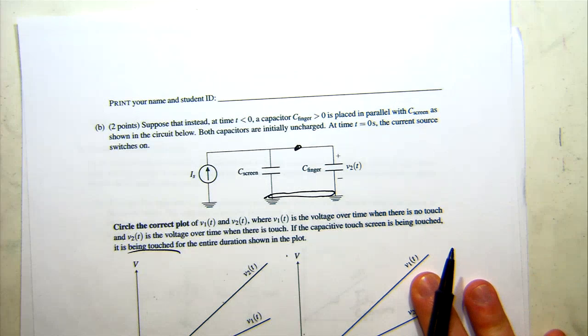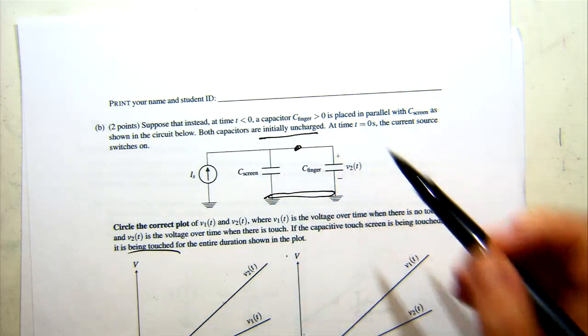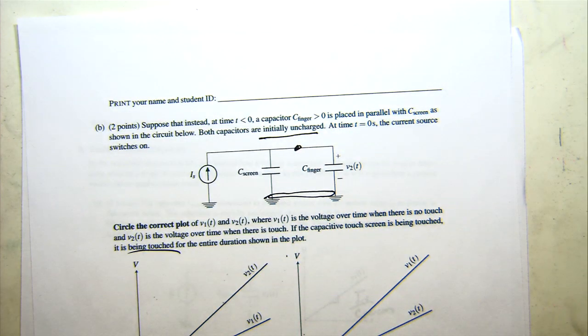We are assuming that they are initially uncharged in this case. So there will not be any charge on it before this. We're assuming V2 of 0 is going to be 0.